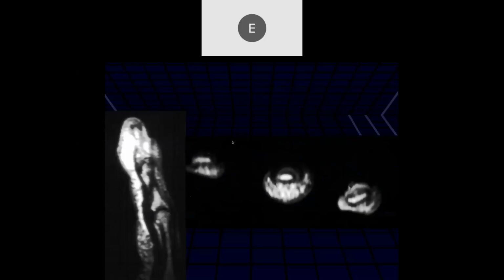Alrighty, well, this is a really old study. One of the first studies shows a finger with some edema within the volar soft tissues, and this was a Staph aureus cellulitis.